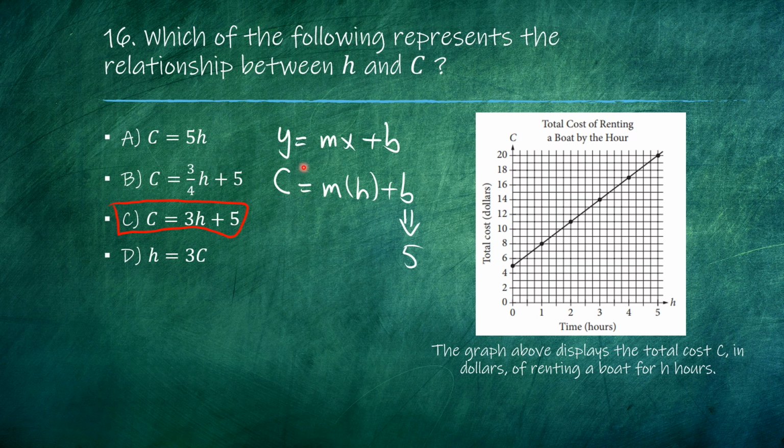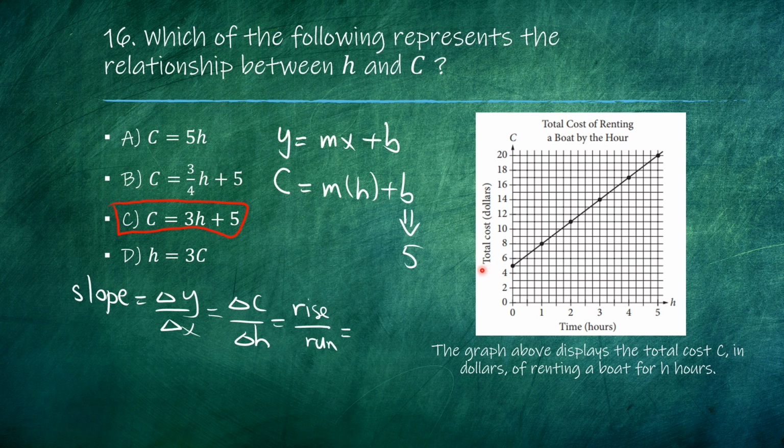And remember, m is the slope. So let's review our slope formula. Slope is equal to change in y over change in x, or in other words, change in c over change in h, which is equal to rise over run. In this case, let's pick 2 points on this line. Let's pick this point here and this point here.